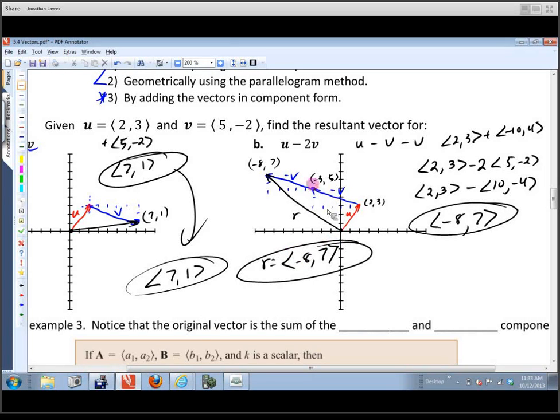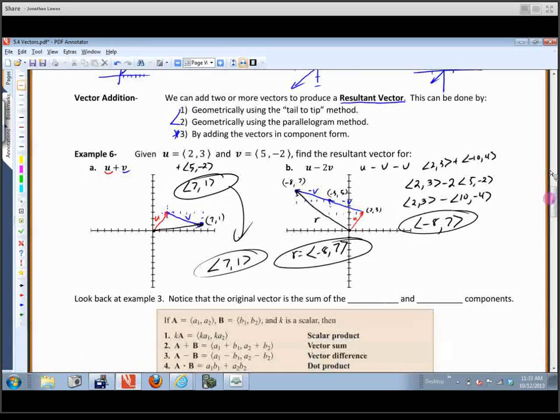But those are geometric representations of how we do those vector addition, or in this case, subtraction problems. And again, when we're subtracting, what we're doing is we're just adding the opposite there. So again, geometric representation of taking u and adding v, okay? Taking u and subtracting 2 v's right there, okay?